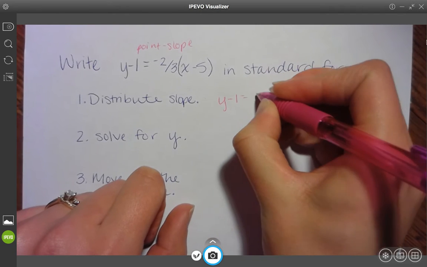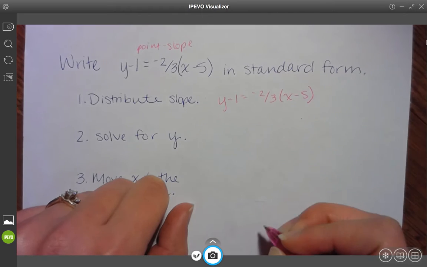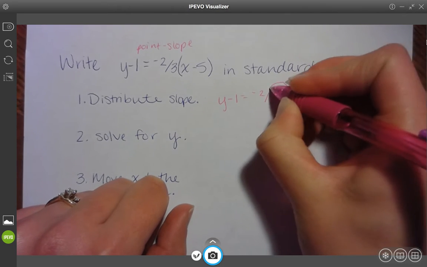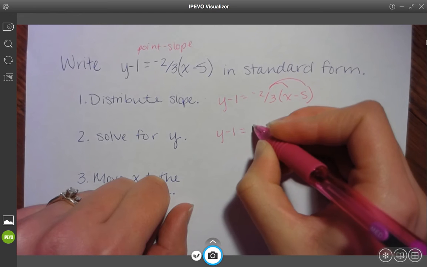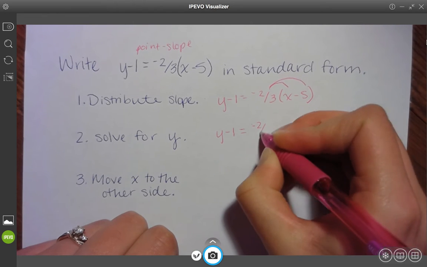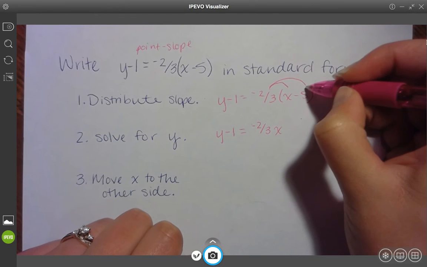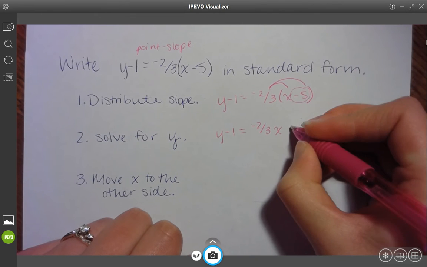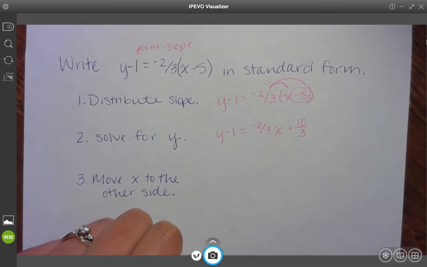So our equation is this. I just copied it down. Now I distribute my slope. So I still have y minus 1 equals, I do negative 2/3 times x, which is negative 2/3 x. I do negative 2/3 times negative 5, which would be a positive 10 over 3.